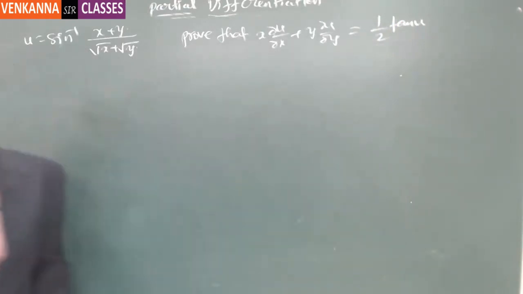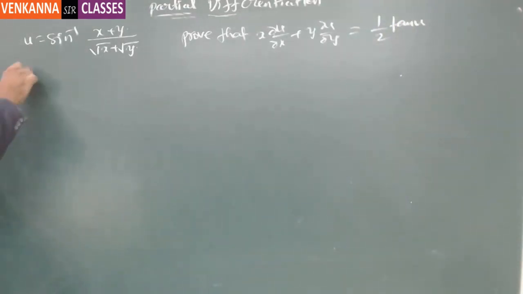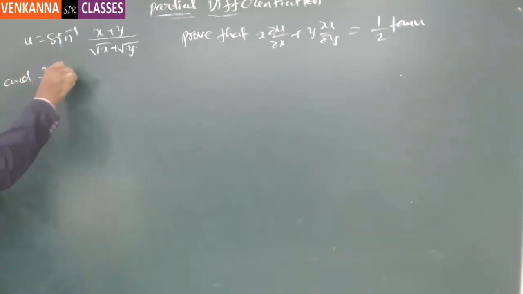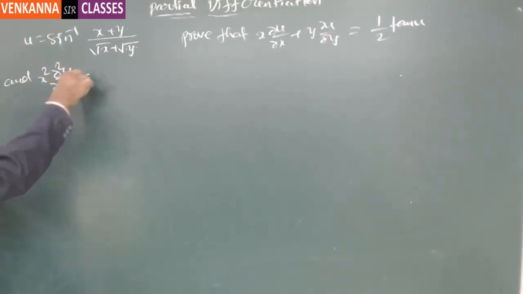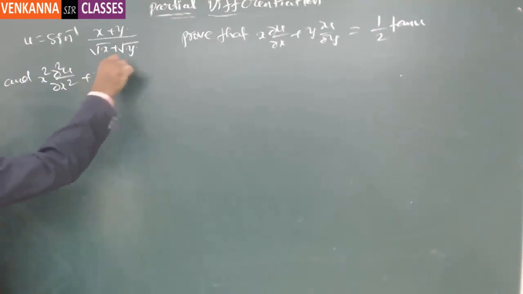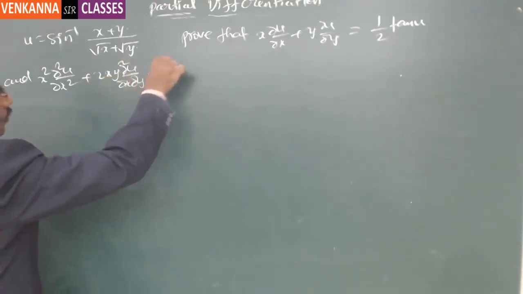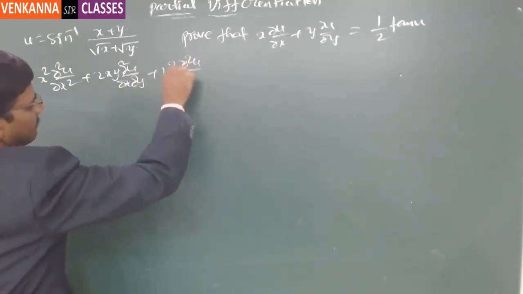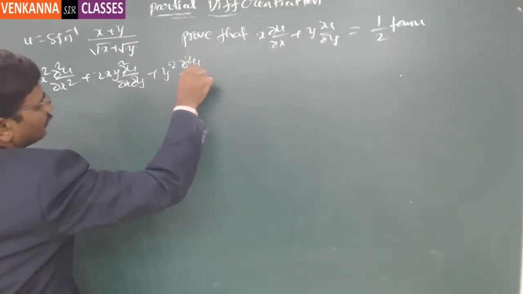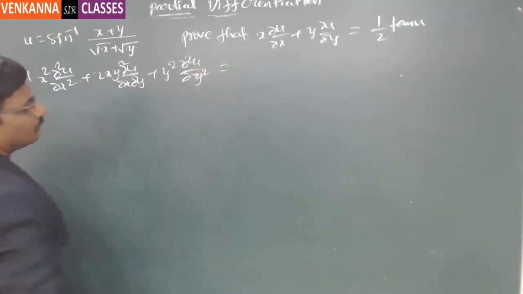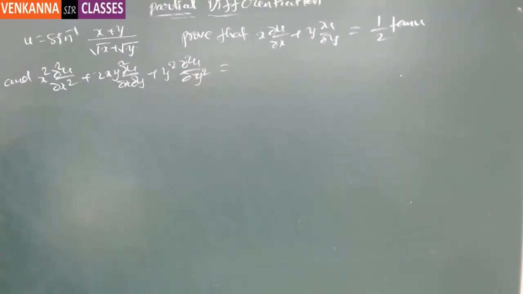Half tan u. Then this is extended: x square del square u by del x square plus 2xy del square u by del x del y plus y square del square u by del y square is equal to sin u cos 2u by 4 cos cube u.